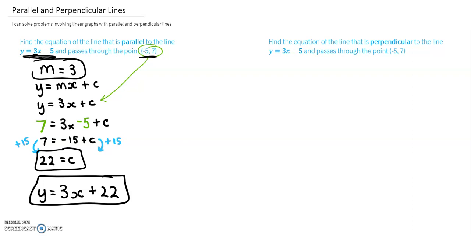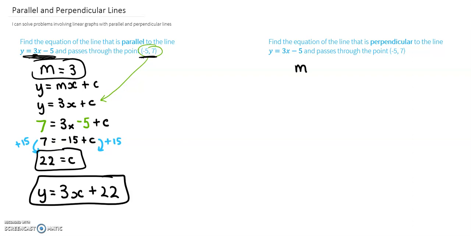Perpendicular line. We're going to do something really similar again, but our gradient's going to be a bit different, which means our plus c is also going to be a bit different. And that kind of makes sense because the line is facing in the completely opposite direction to before. So we should get a very different equation. So let's start off the same way we did last time. We're going to find our gradient.